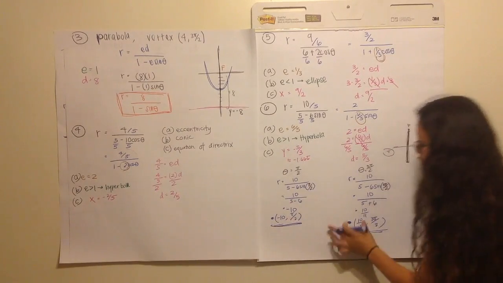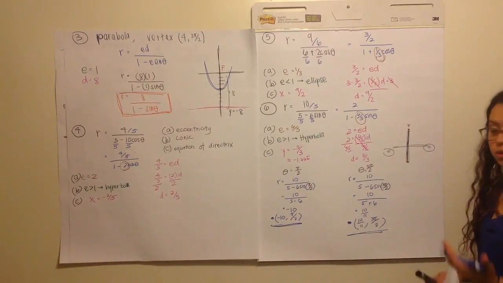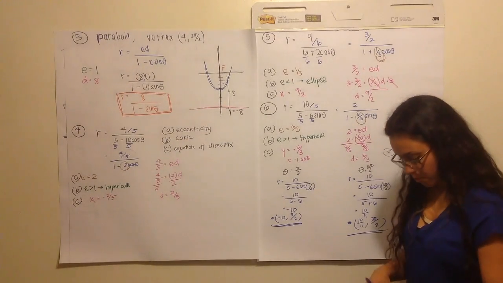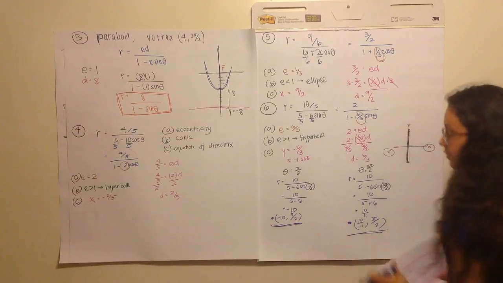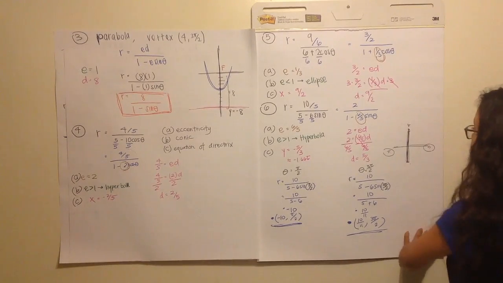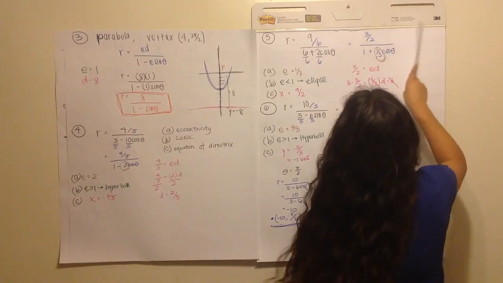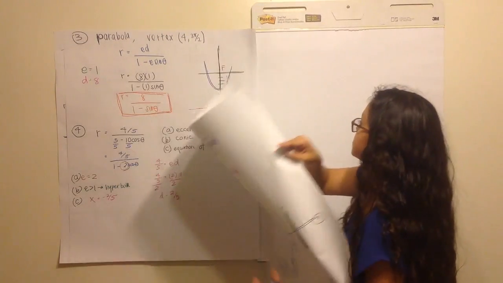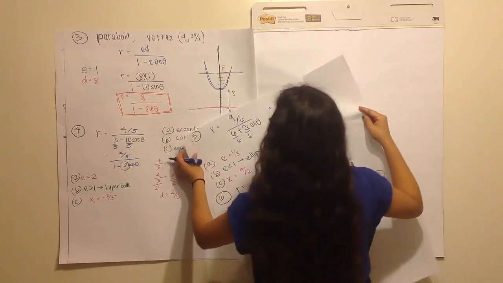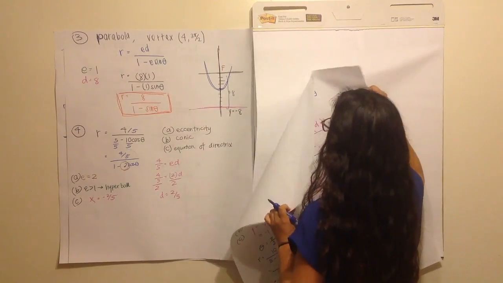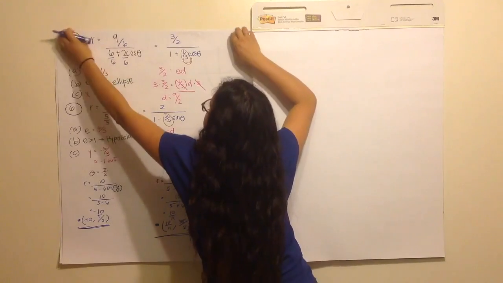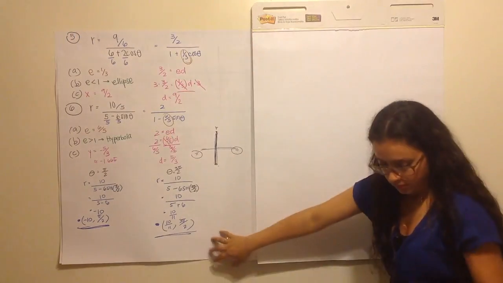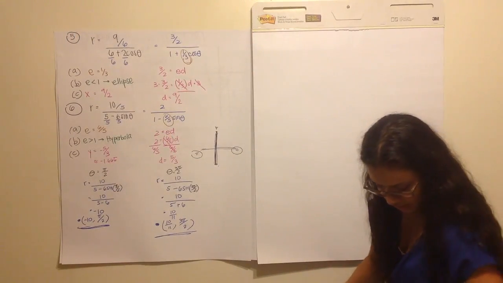And why is it in this form? Because we're still in polar coordinates, okay? So now that we have our vertices, we can actually sketch our conic.